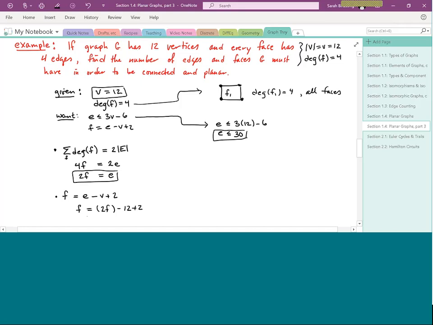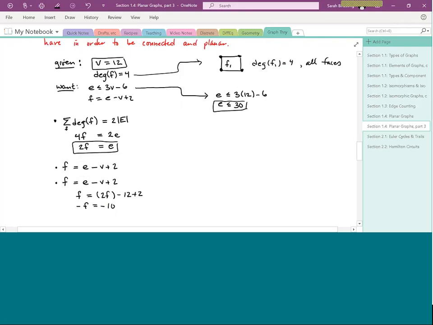So if we solve out for f, what happens? Move 2f to the other side, so we'll have negative f equals, what is that, negative 10? So this tells us we should have 10 faces. Okay. Now, once you go ahead and you have your number of faces, I'm going to claim we can totally find the number of edges. What do you guys think? How many edges do we have?